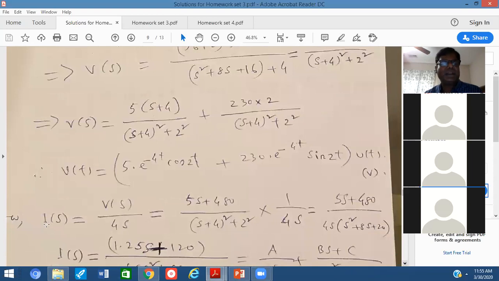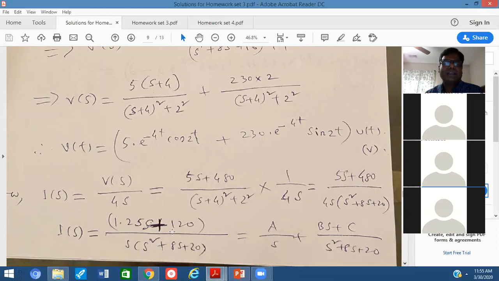You see here my IS. IS is the VS that I got here, VS over 4s. So therefore you see this one, and this is my function. And you see how I decomposed it. I just divided the numerator and denominator by 4, so it was 5, so it is 1.25s plus 480 divided by 4, 120, and in the denominator it is s into this one.